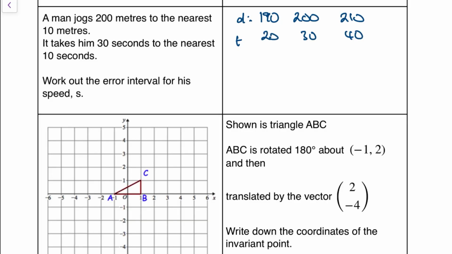Work out the error interval. In other words, I'm going to need the smallest and largest speed. So speed is distance over time. Therefore my upper speed is going to be my upper distance divided by my smallest time. And my lowest speed is going to be the smallest distance divided by the longest time it took me to get there. In other words, U for upper, not longer.